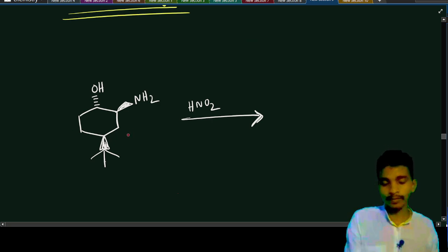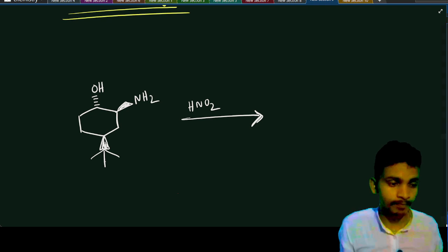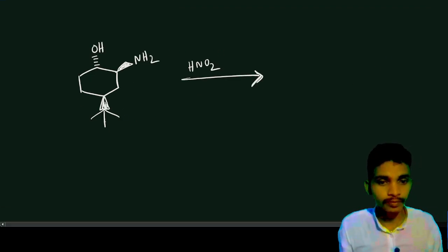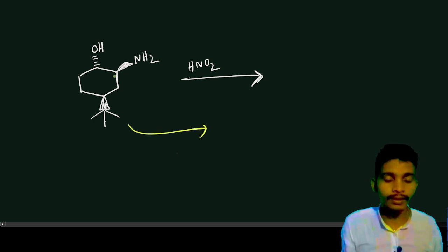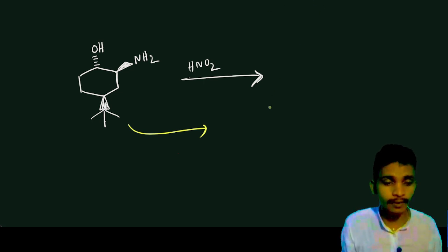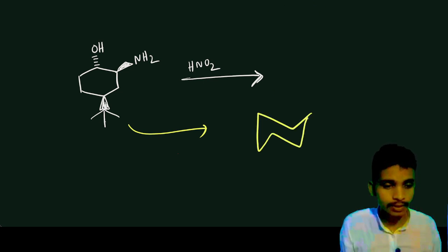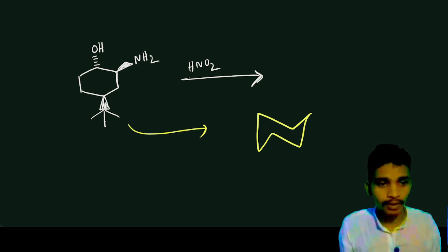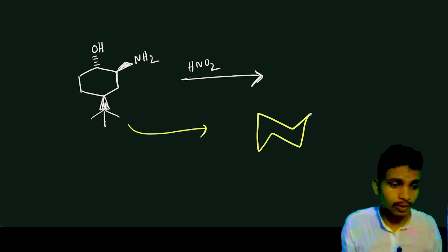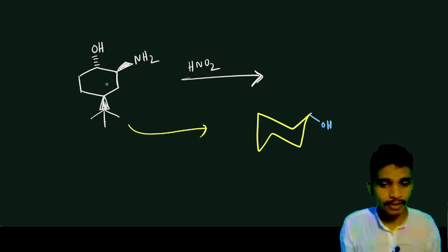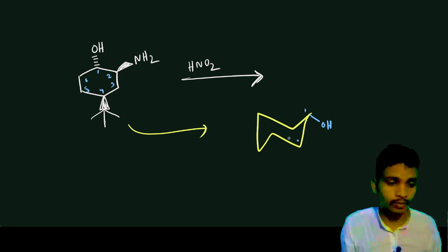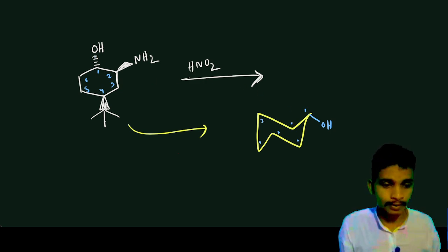So the first question will be this one. Okay, so the first work is to convert this cyclic system into the chair form. So first convert into the chair form. Okay, and whatever is below, so put it below. Okay, first name it. If you are confused, name it 1, 2, 3, 4, 5 and 6. And at 1 and 2 there are two adjacent carbon atoms, one is OH, another is NH2.